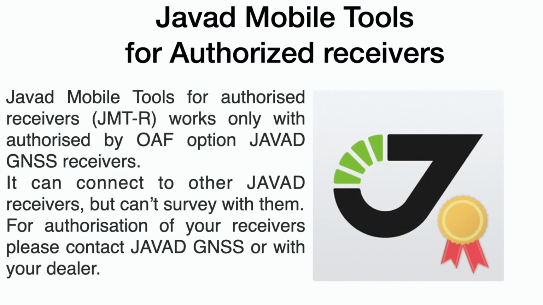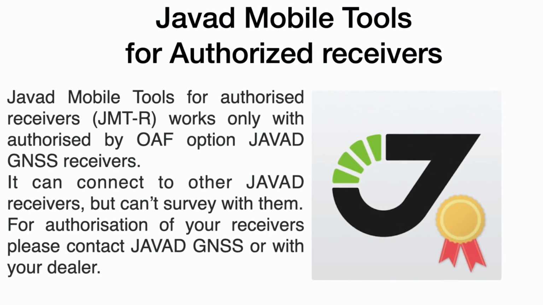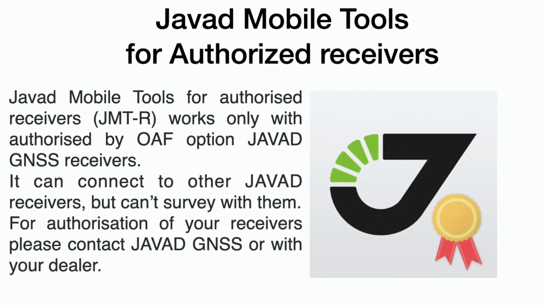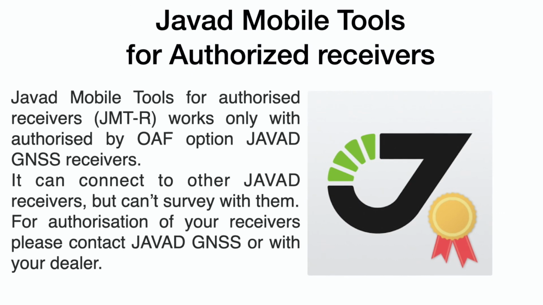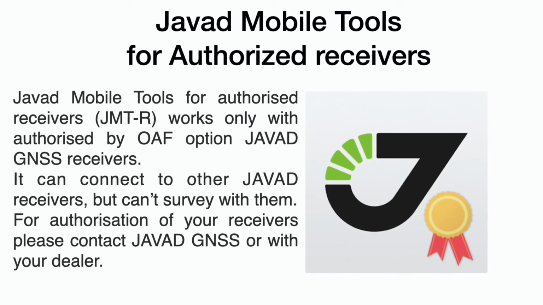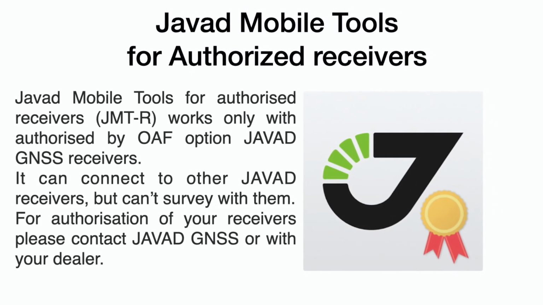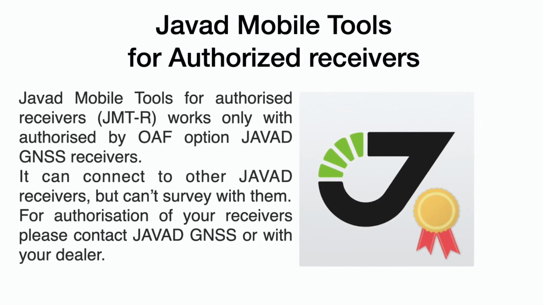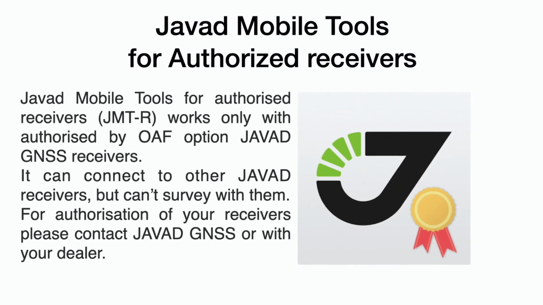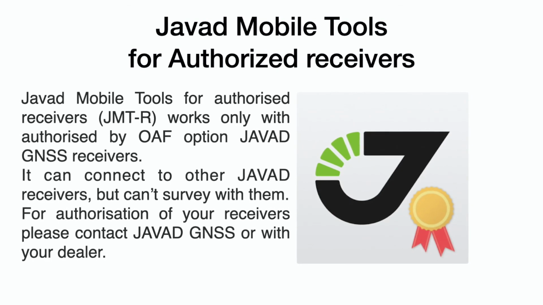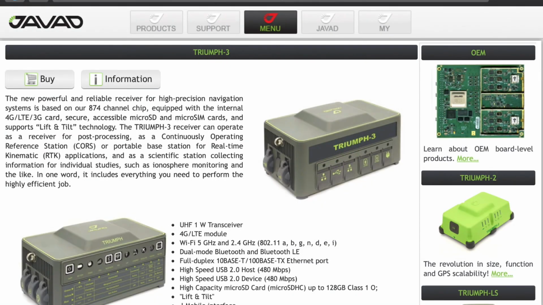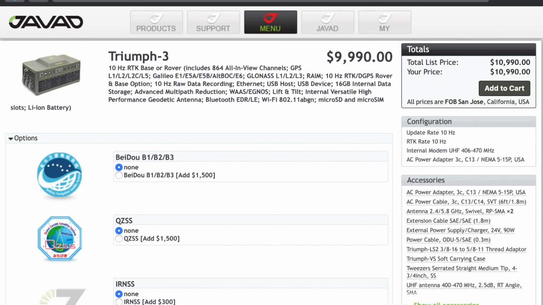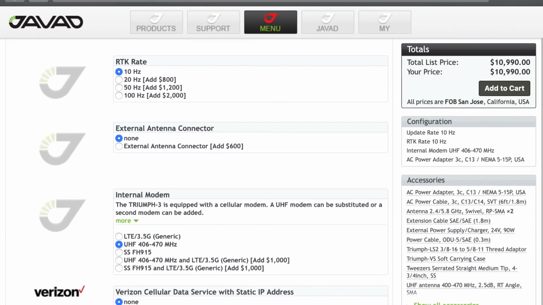JAVAD Mobile Tools for Authorized Receivers is free. It can be downloaded and installed without a credit card. It has the same functionality as the payable version. It works with the same receivers the same way. It checks the OAF option after receiver connection and limits functionality if there is no OAF. Without OAF, the user can only connect the receiver and update OAF or reconfigure the receiver. You can purchase the JAVAD Mobile Tools OAF option while ordering a new receiver, or upgrade an existing receiver to this option from the JAVAD GNSS website at any time.